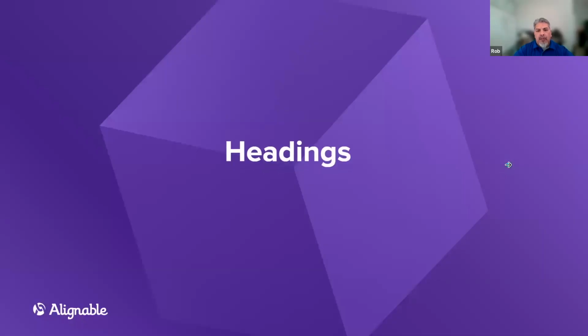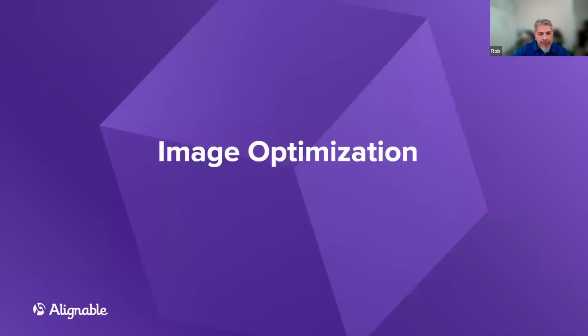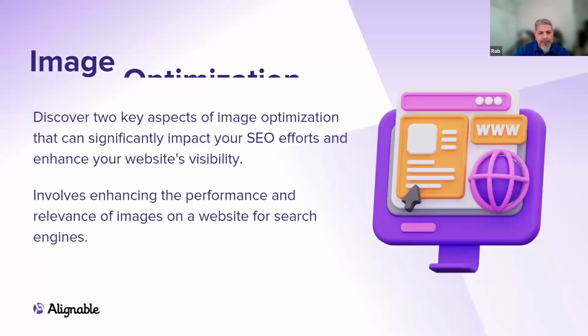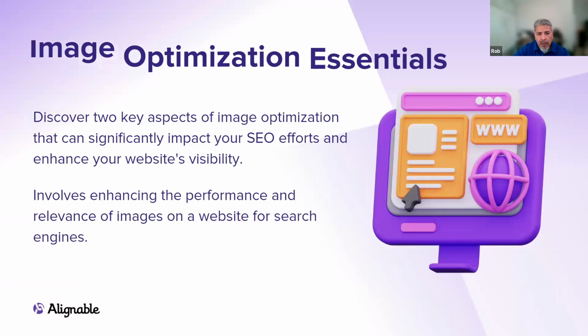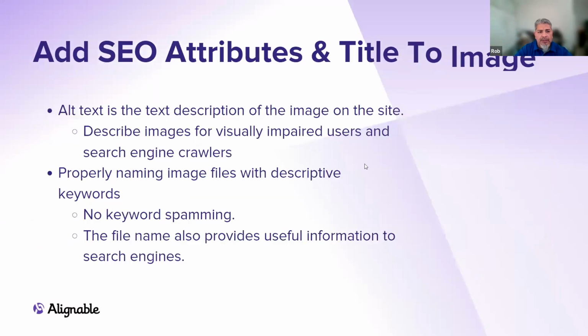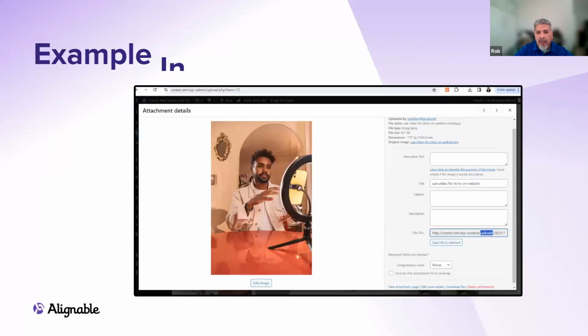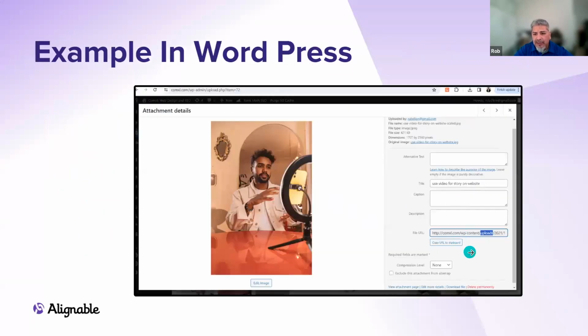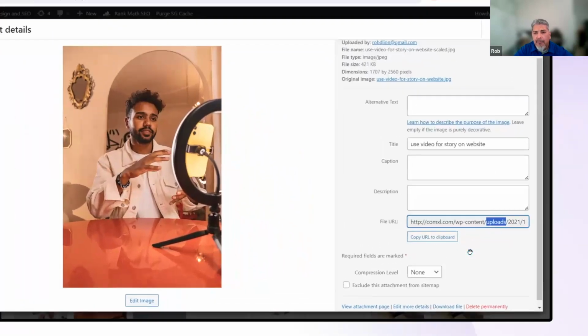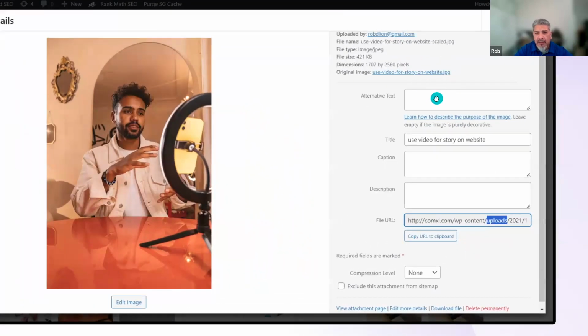So really quick, let me just jump back. The image optimization, what we talked about was the alt text, the proper name, and then the description on that image. So everything is right here. The alt text, the file name, and the description.